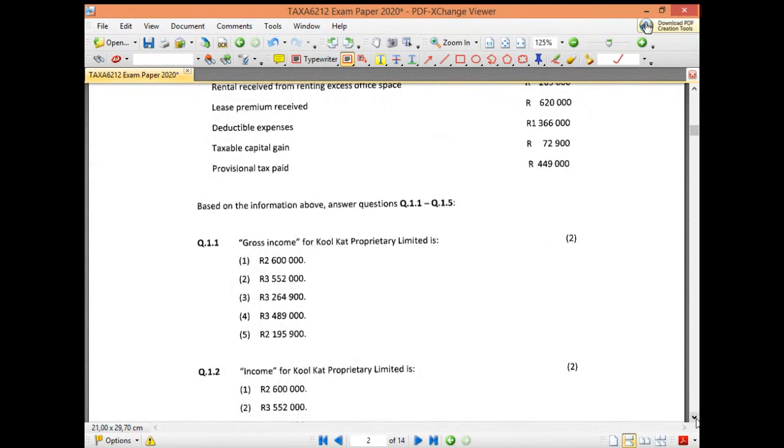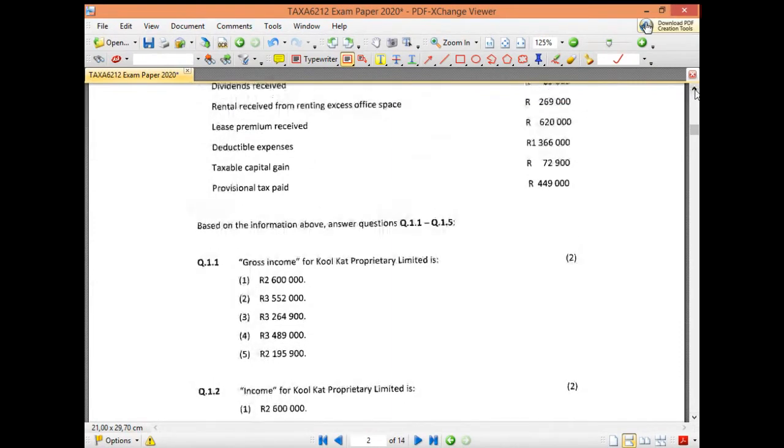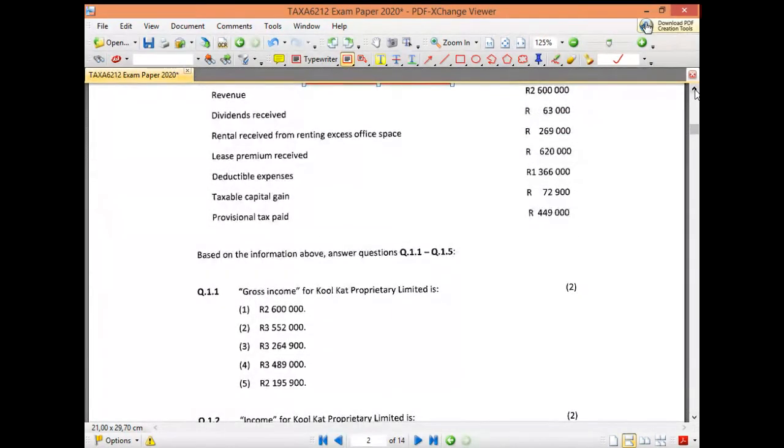So they ask you to calculate the gross income for Cool Cat Proprietary Limited. Now remember, gross income is all your income that has accrued or has been received in your tax period, but it excludes amounts of a capital nature. Now, based on the information they have given to you here, how would you work this out?